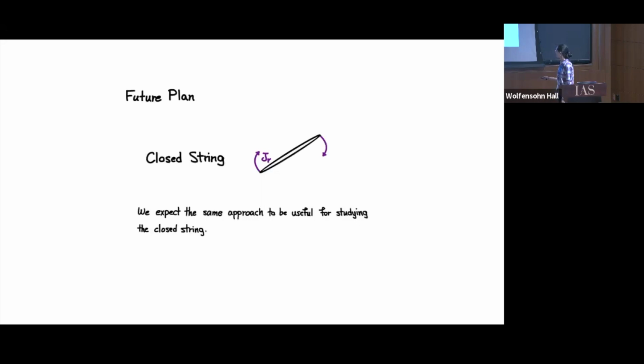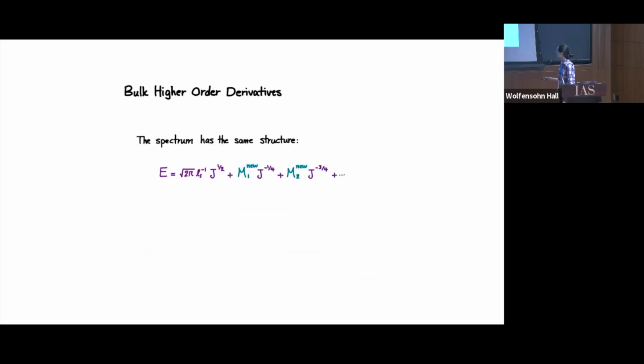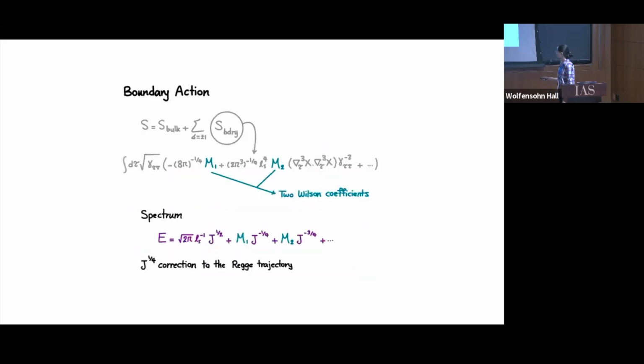Thanks a lot. Question. So these coefficients M1, M2 that come from the bulk, come from which bulk term? The fourth power of the curvature? Yes. I didn't write the bulk action because I didn't have time to show that. But yes, they come from the K^4 term. Okay. Yes.